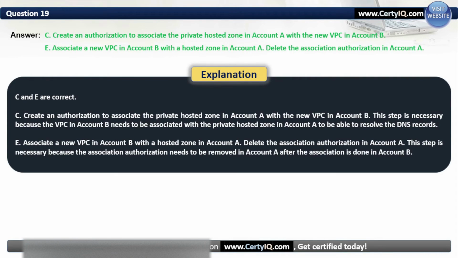C and E are correct. About the options: C. Create an authorization to associate the private hosted zone in account A with the new VPC in account B. This step is necessary because the VPC in account B needs to be associated with the private hosted zone in account A to be able to resolve the DNS records. About option E, associate a new VPC in account B with the hosted zone in account A. Delete the association authorization in account A. This step is necessary because the association authorization needs to be removed in account A after the association is done in account B.